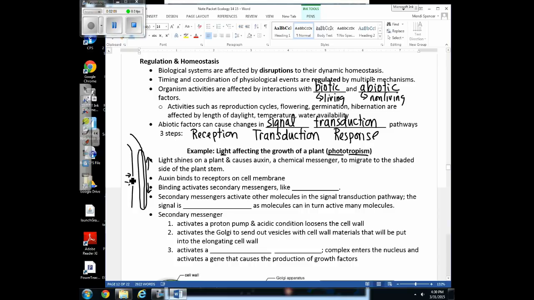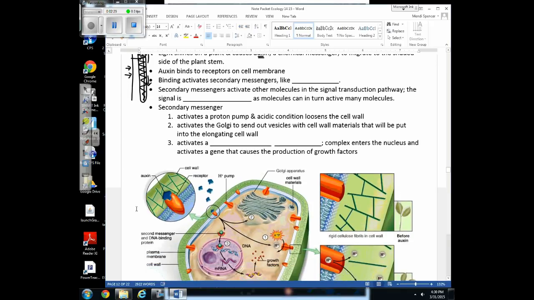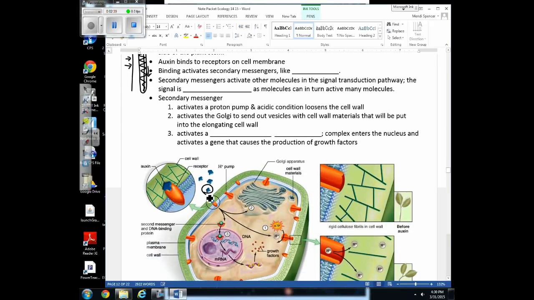And what happens is that a hormone called auxin, and plants make hormones just like we make hormones, auxin is actually going to migrate to this dark side of the stem. And when it does that, it's going to bind to receptor proteins on cells in that area. And it's going to activate a signal transduction pathway. Here's auxin, and it's binding to a receptor protein. So that's what we mean by reception of the signal. You can see that whenever auxin binds to this receptor protein, it's going to activate a molecule that's inside. Here's that molecule, and that molecule is commonly referred to as a secondary messenger.